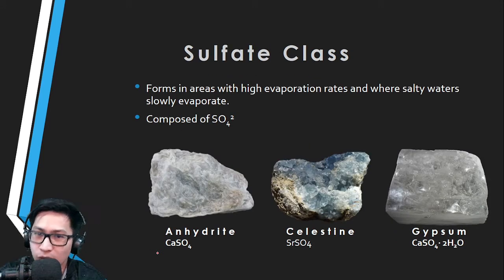Let us now have the sulfate. Sulfate, baka dito po kayo malito sa silicate at saka sa sulfate. Sulfate class forms in areas with high evaporation rates, no? Sa mga lugar na medyo mainit at matubig, and where salty waters slowly evaporate. Saan po ito? Sa mga malapit sa dagat. Okay? Mga beaches. Yan yung mga areas with high evaporation rates. It is composed of, ano yung S? S is sulfur. Okay? So it is made up of sulfur and oxygen atoms.